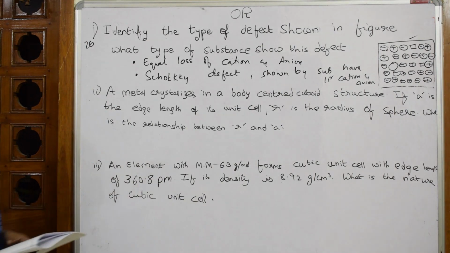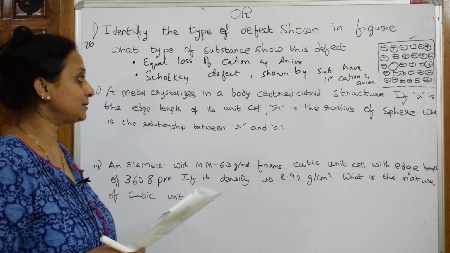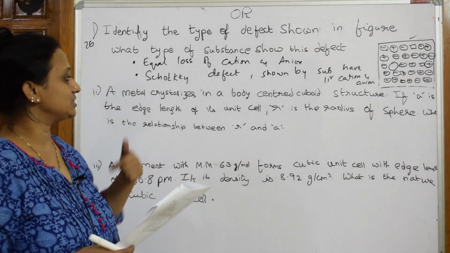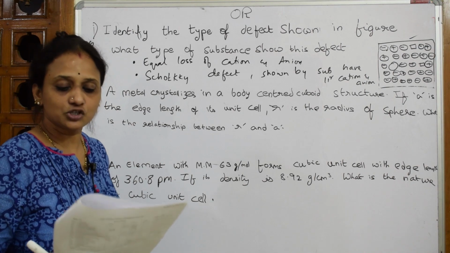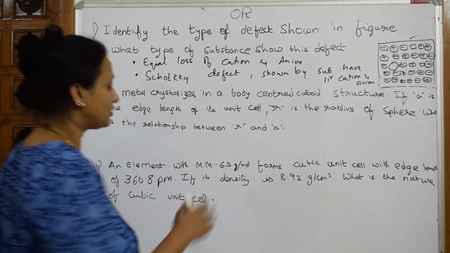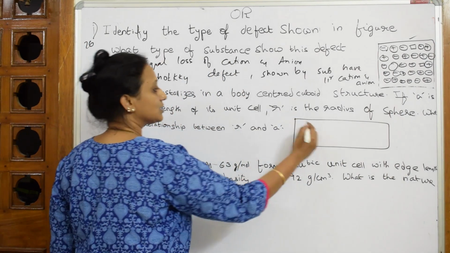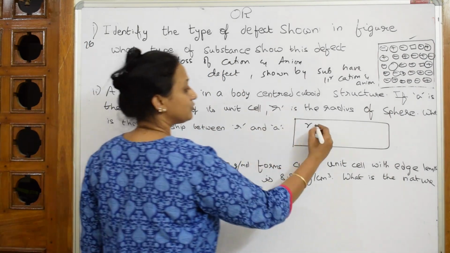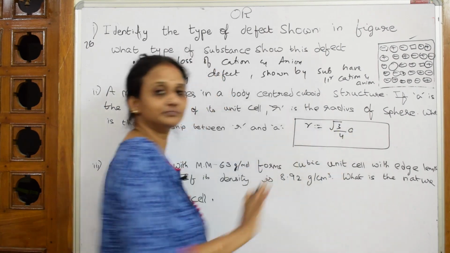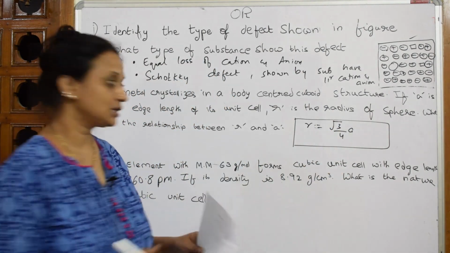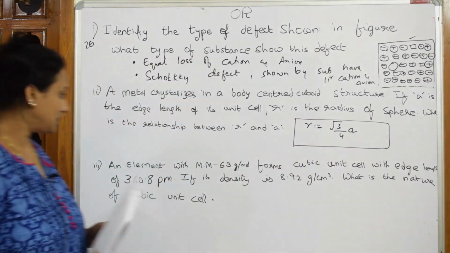Done. Next question. A metal crystallizes in a body centered cubic crystal, BCC. If a is the edge length of its unit cell, r is the radius of the sphere, what is the relation between r and a? So BCC they said. Okay, already we have done numerical, so they just want you to write the formula. So r is equal to, for BCC the formula is root 3 by 4a. That's it. So that is the relation they've asked. Done.